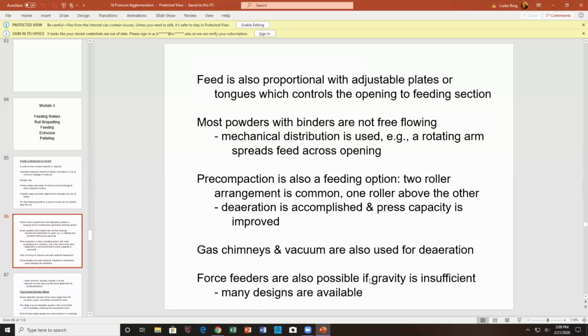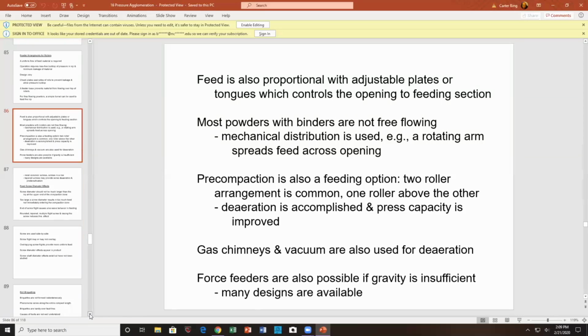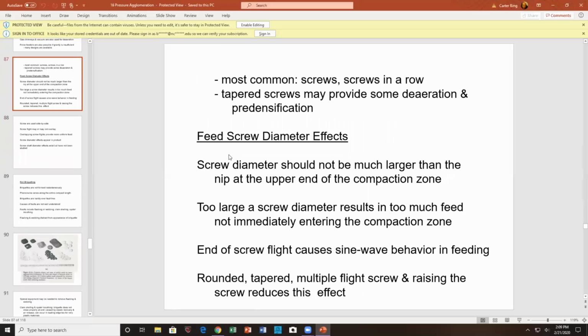Sometimes gravity doesn't work. Sometimes the material is fluidized. Gravity's obviously still working, but that's not important if it's fluidized. So there are many designs for force feeders. Common screws in a row.